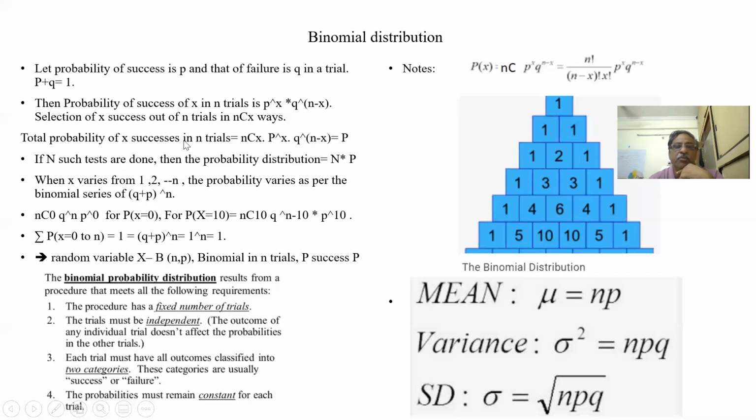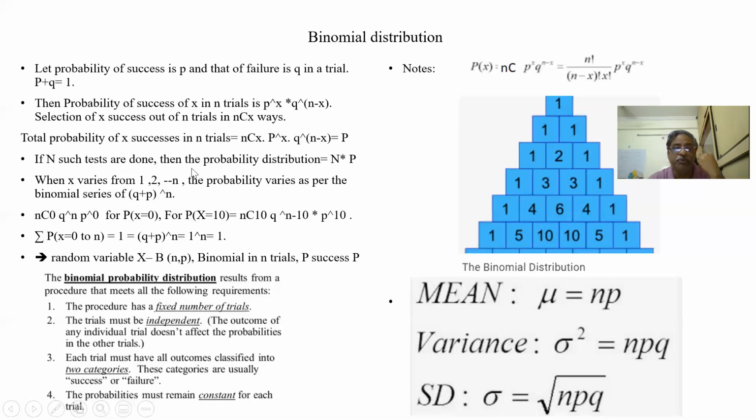So this is the probability. This is varying for x is 0, x is 1, up to x is n. This varies. So suppose for x is 0, what does it become? nC0, q to the power of n, p to the power of 0. For x is 10, nC10, p to the power of 10, q to the power of n minus 10.